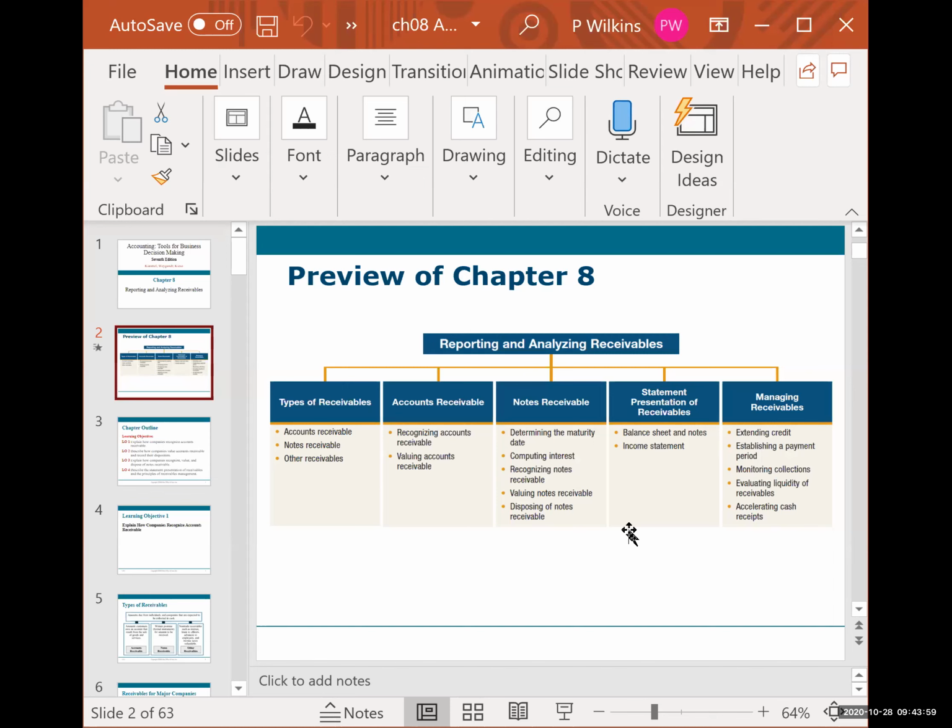We will then look at notes receivable. And with notes receivable, there's a lot of new stuff in there. They'll be determining maturity dates, computing interest, recognizing the notes receivable, and disposing of the notes receivable. We'll also look a bit at how the financial statement is done, and then we'll talk a little bit at the end.